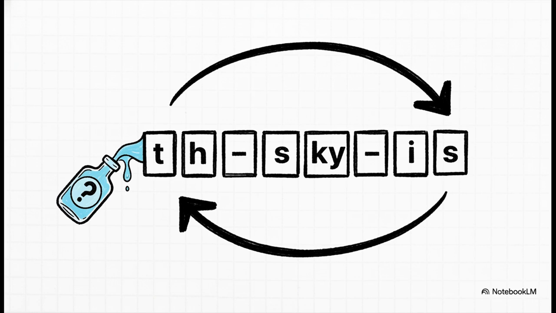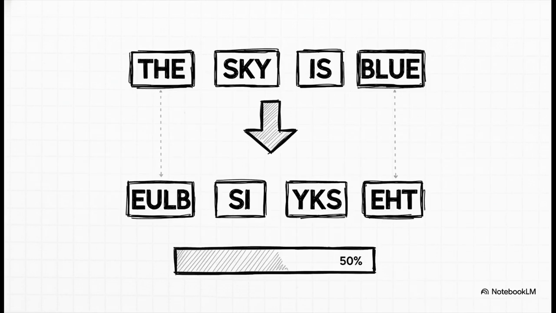But just stick with me here. Watch what happens when we do. So "the sky is blue" becomes "Ulbc-esque eft." Total nonsense, right? But wait, look closer. The words are in the right spot. We've got "Ulb," which is "blue," then "C," which is "is," and so on. The word order is perfect. They're just spelled backward. We're halfway there.